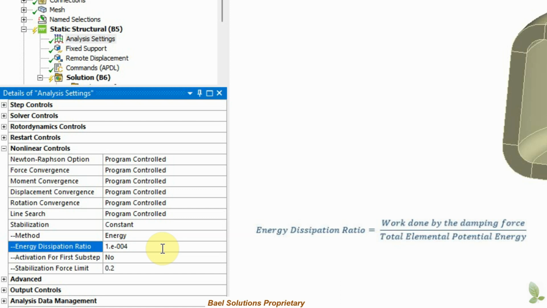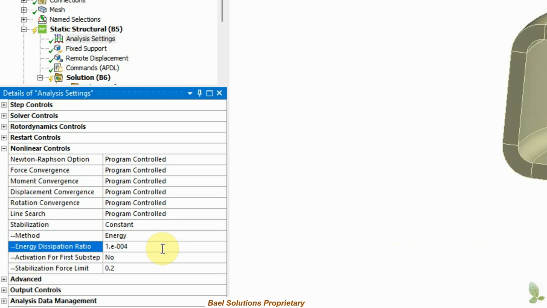When it is set to 1e-4, 0.01% of the elemental potential energy is dissipated due to the damping force. As additional damping forces are added to the structure, accuracy of the simulation is reduced. The reduced accuracy is restricted by the stabilization force limit.